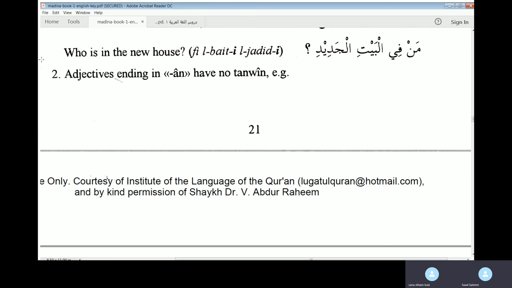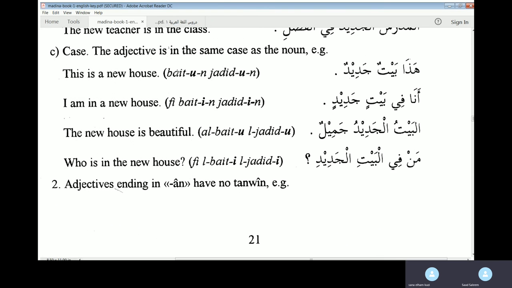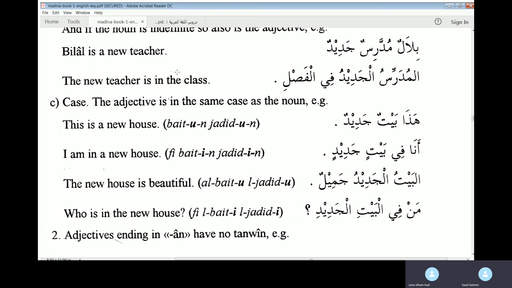Ask, how do we differentiate between noun and adjective? A noun is just a name and an adjective is a quality. Okay.